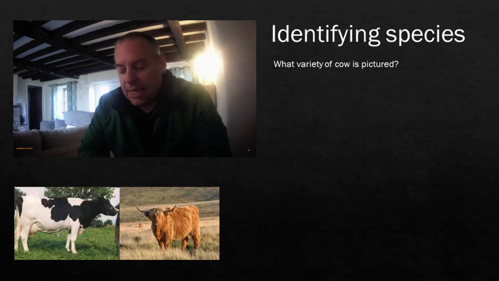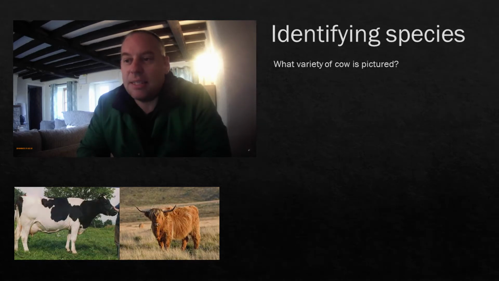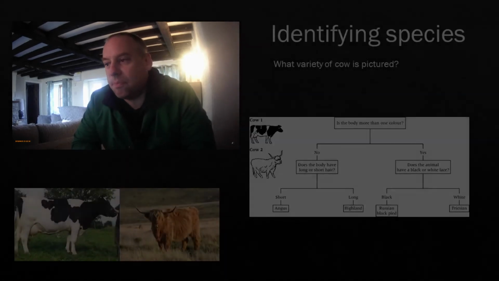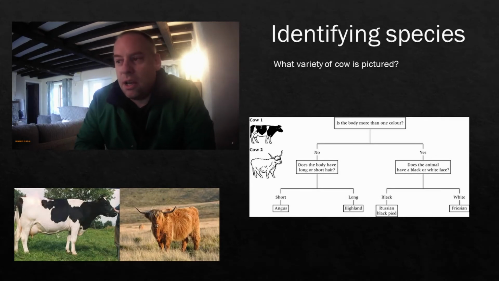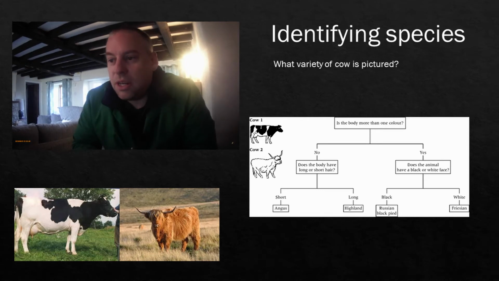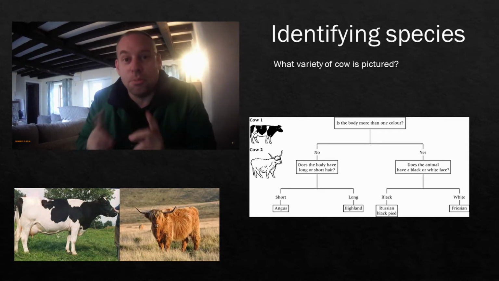So what we need is a key, and a key is something that looks like this. It comes with questions where the questions have two possible answers. So the first question, is the body more than one colour? So that's either a yes or a no. If it's a no, then it goes to another question, and that question has to have two possible answers.